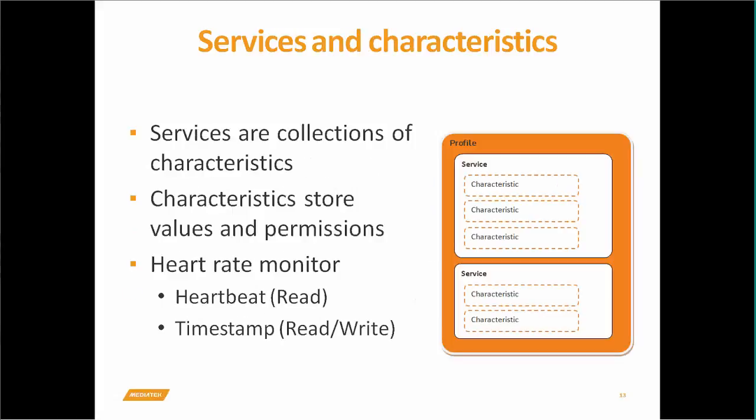Then we talk about the data structure. As I said, in very basic terms, it's an exchange of attributes, but attributes are grouped into characteristics. So you build characteristics. A characteristic can be a heartbeat, and you can also specify the permission for that characteristic. So you have the heartbeat, which is read-only, and additionally you can have a timestamp, so you know when this heartbeat was read. And you can have, for example, a read-write on that timestamp.